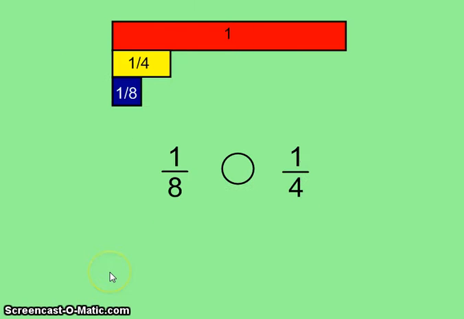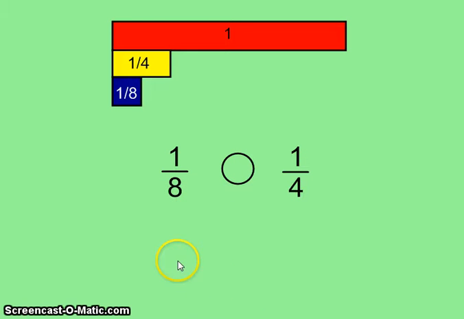Now this time, let's look at fractions where the denominator is different. So if I'm comparing 1/8 to 1/4, I want to think back to the sandwiches that we shared earlier. If I'm sharing that sandwich with 8 people, or if I'm sharing that sandwich with 4 people, which time will I get more sandwich to eat? When I have 1/8 of the sandwich or 1/4 of the sandwich?